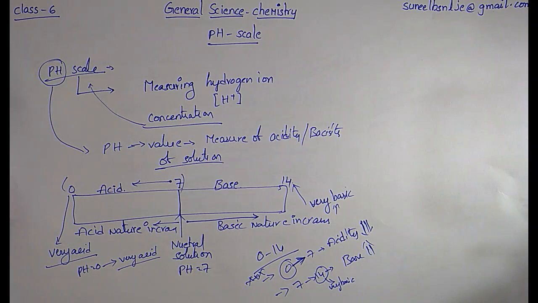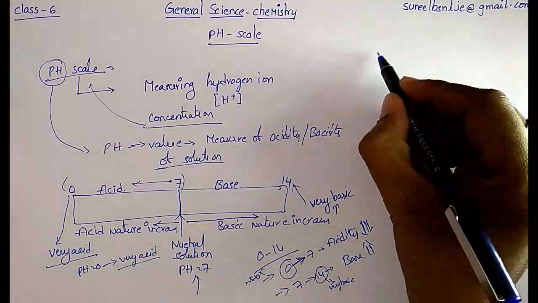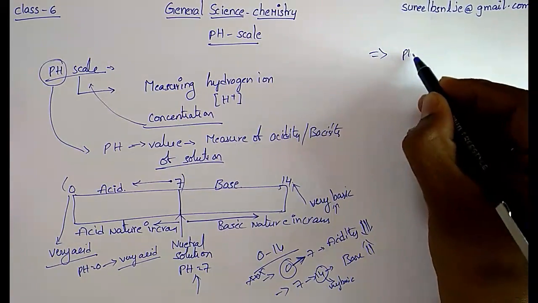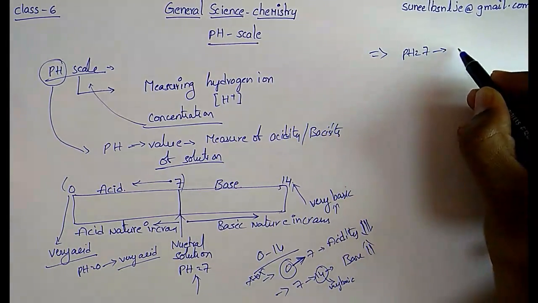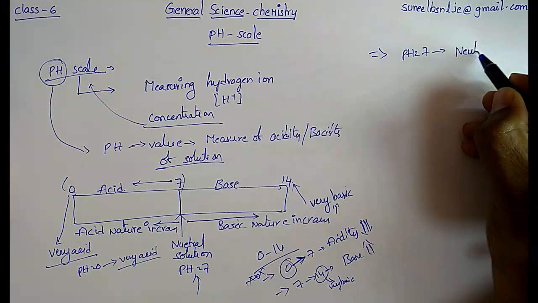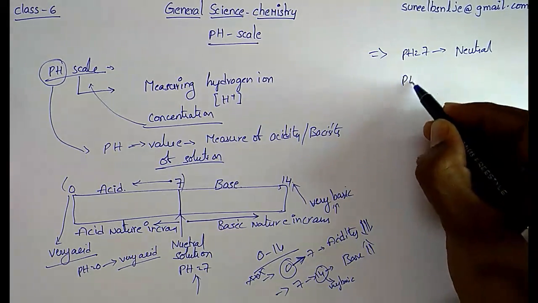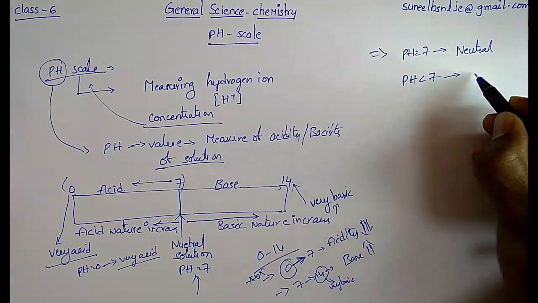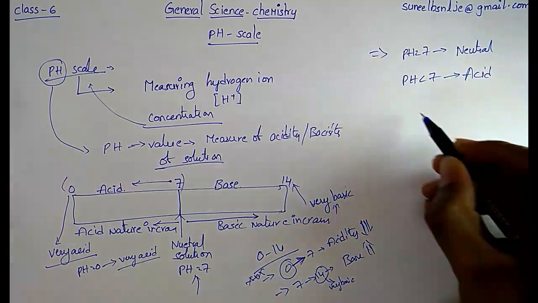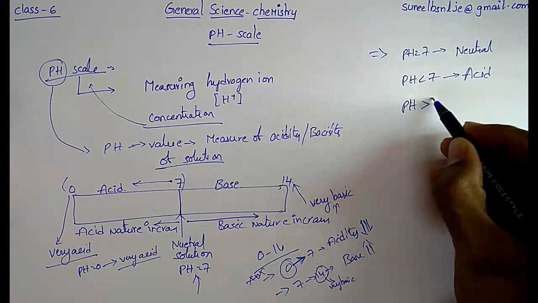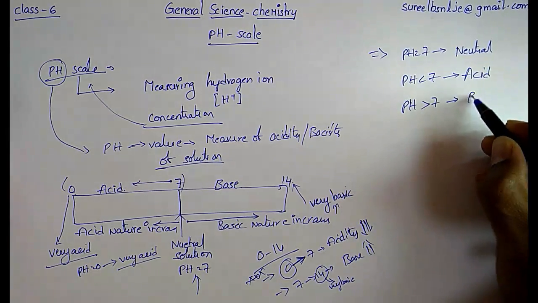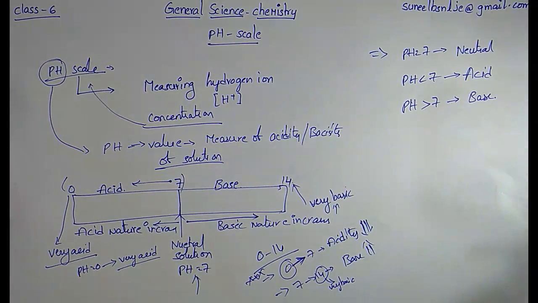If the pH value is 7, the solution is neutral. So we can conclude this: pH equal to 7 means the solution is neutral, pH value less than 7 means the solution is acid, and pH value greater than 7 means the solution is base.